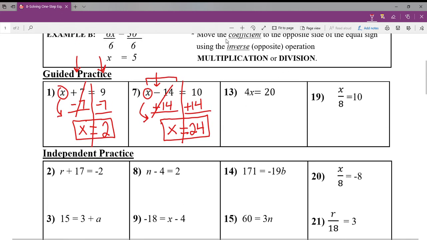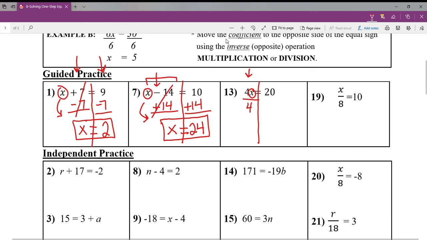So I'm going to move on now to number 13. So same thing, I want to draw my line, circle my variable. Okay, so when I have a number right next to a variable, that means multiply. So I need to do the opposite of multiplying to get rid of that 4. So the opposite of multiplying by 4 is divide by 4. And in algebra, we're always going to do division as fractions. It just makes things a whole lot easier for us.